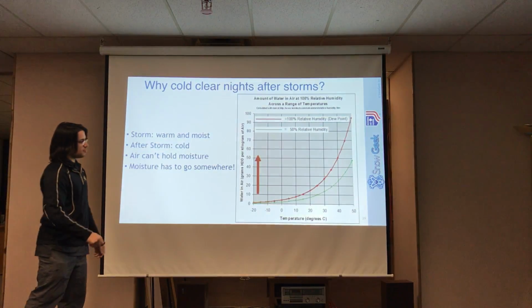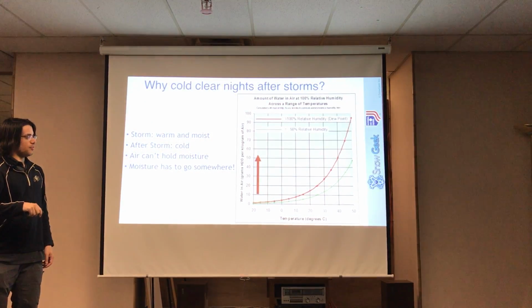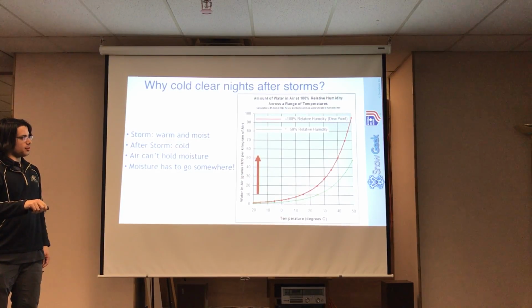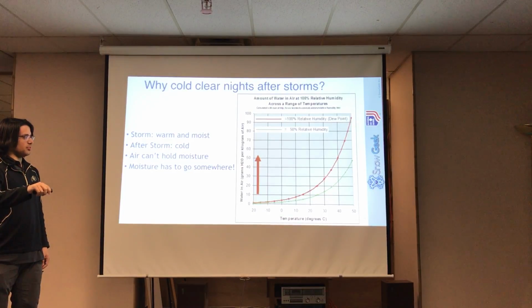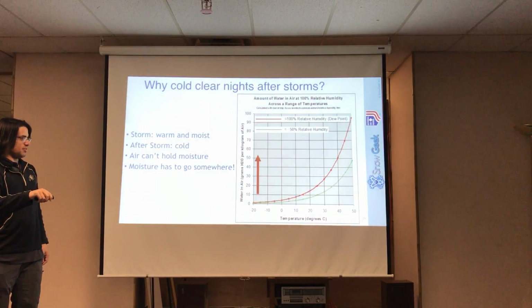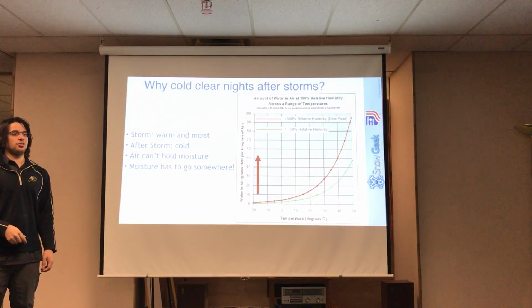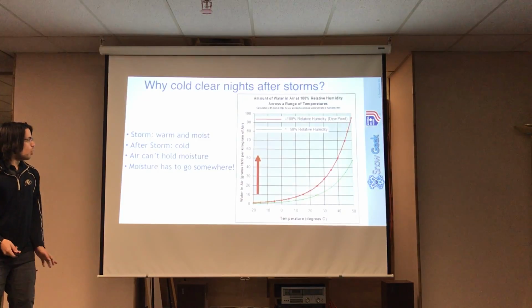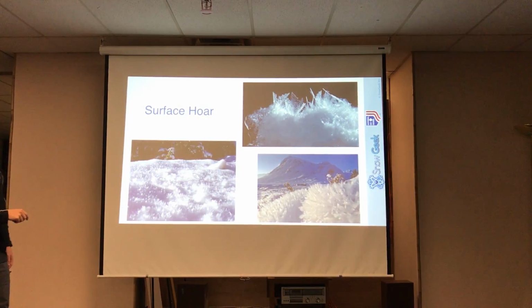So this plot shows how much water is in the air versus temperature. So say we were at 30 degrees during the storm, and then after the storm it dropped to maybe 20, or even 15. It can hold only half the water that it used to be able to hold. It has to get rid of water. So then you get stuff like this that forms on the snow.